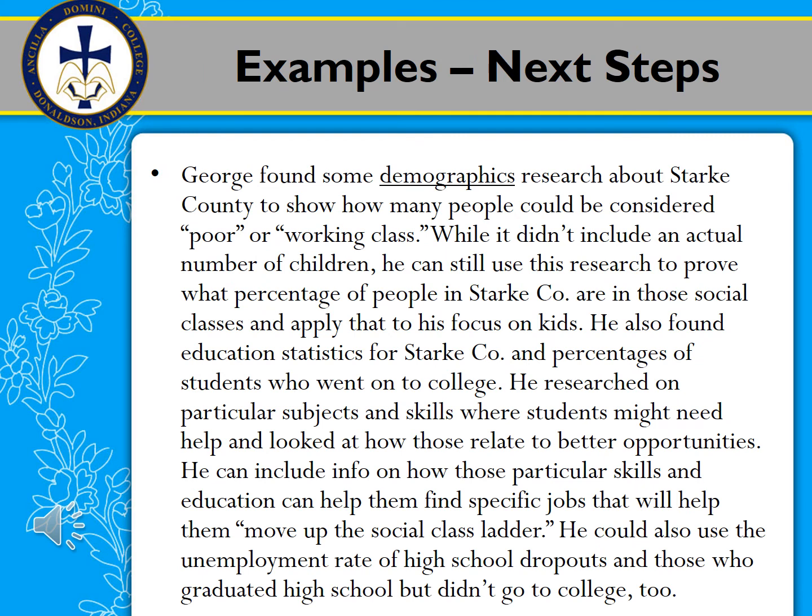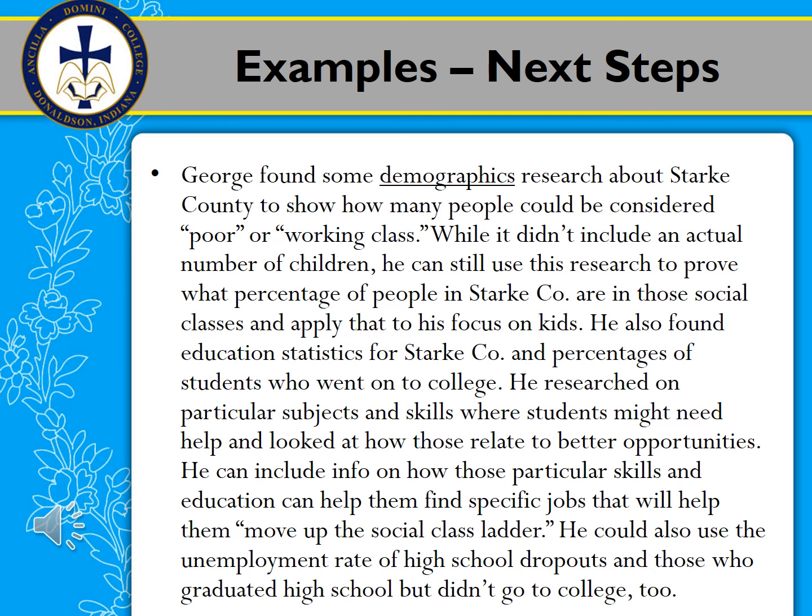Next, George found some demographics research about Stark County to show how many people could be considered poor working class. And again, you can find the definitions to these different things. You'll have to find out what the government definition or other people's definitions are. You'll want to make sure that you explain that in your own paper. But he did look that up. You can find income levels information in the US Census and other places. George looked and found this information, and while the information that he found didn't actually include information specifically about children in poverty, he could still use this research to show that a certain percentage of people in Stark County are in working class or poverty, different social classes, and then he could apply that focus to the kids.